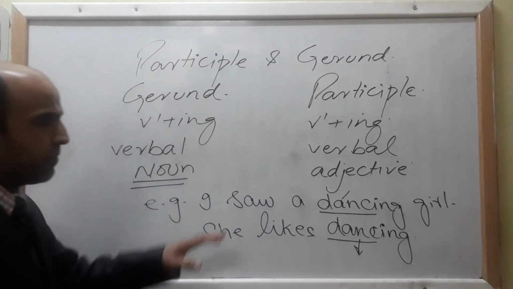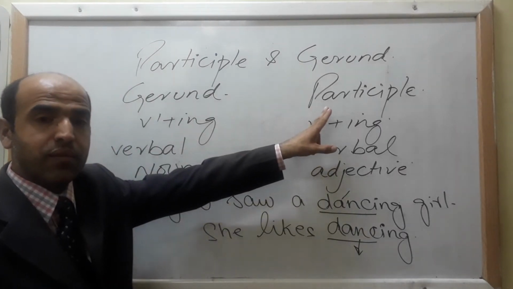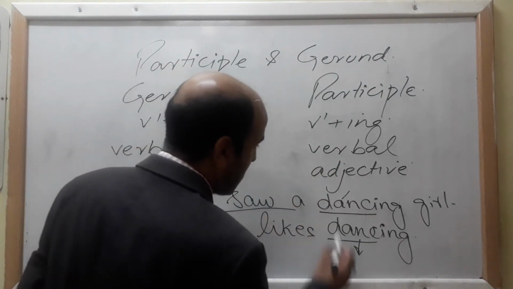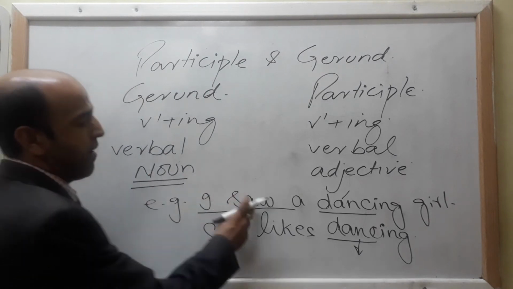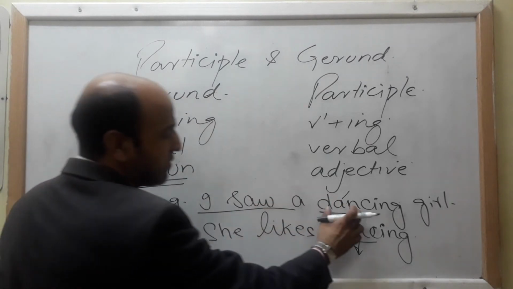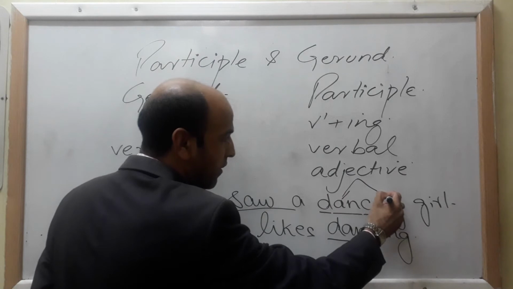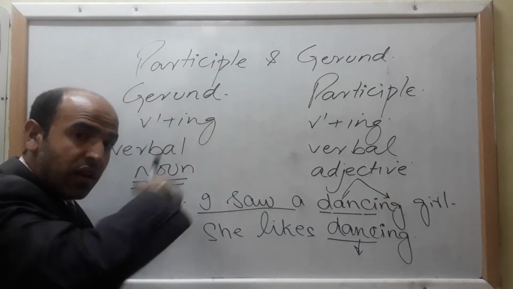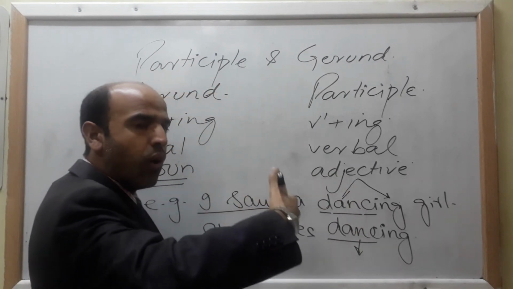Now look, as I told you, your participle functions as an adjective in a sentence. Clear? By looking at the first example that I have jotted down for you on the whiteboard: I saw a dancing girl. Clear? So here, dancing is V1 plus ing. What type of girl did you see? Dancing girl.